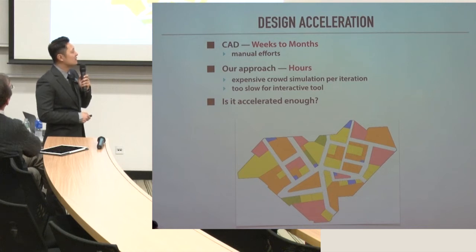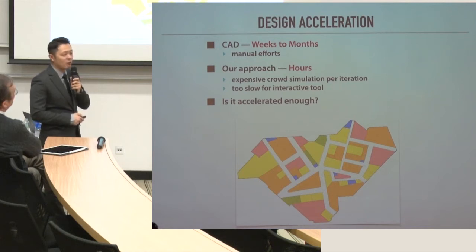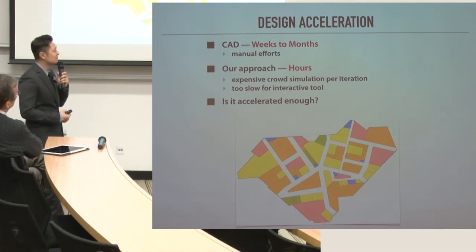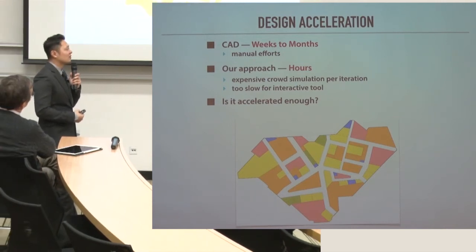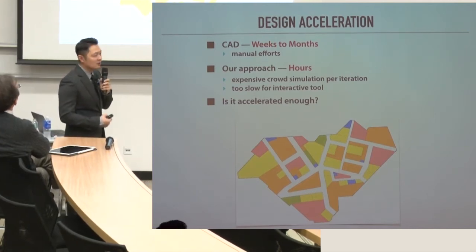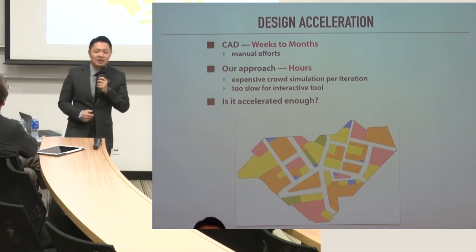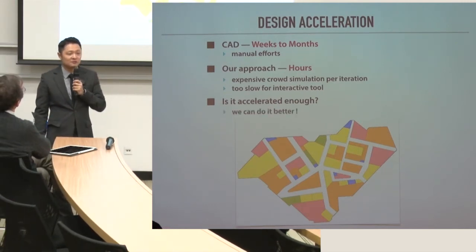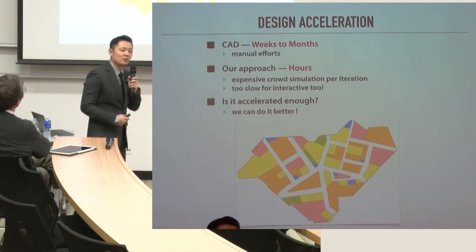The main computation time is because we need to run the expensive crowd simulation at every iteration step during the optimization. So it will be too slow for an interactive tool. So the question is, are we doing good enough for accelerating the design? Or could we do better? And yes, we can do better.